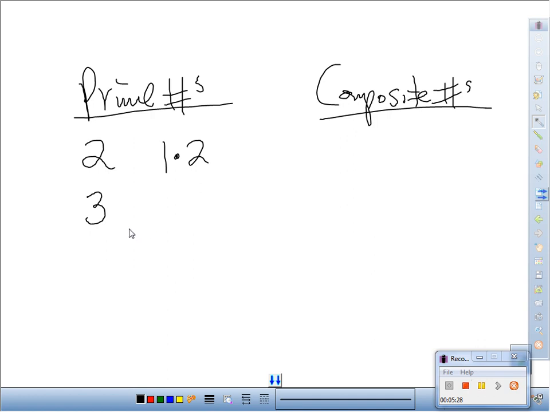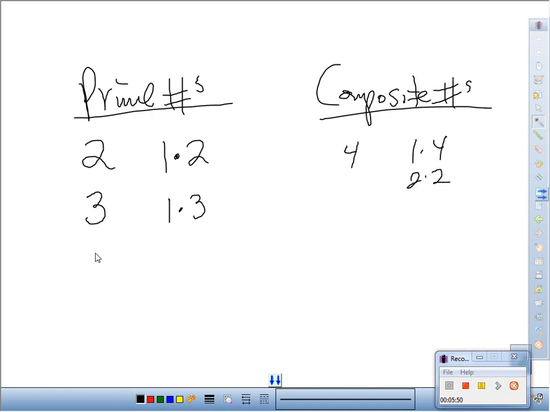Is 3 a prime number? Yeah. Let's find out. 1 times 3. Are there any other two numbers that multiply to give me 3, without getting into fractions or decimals? No. So that's it. How about 4? No. That one is a composite because it's 1 times 4 or 2 times 2.